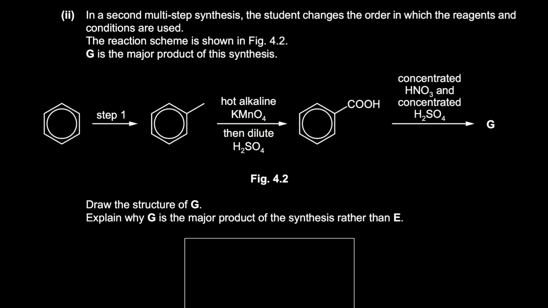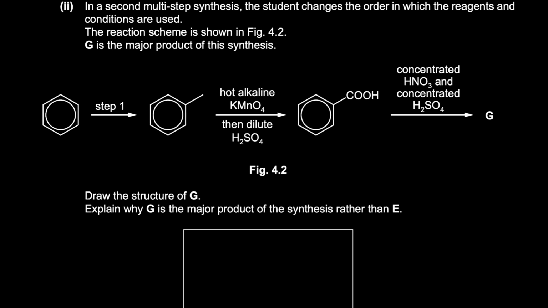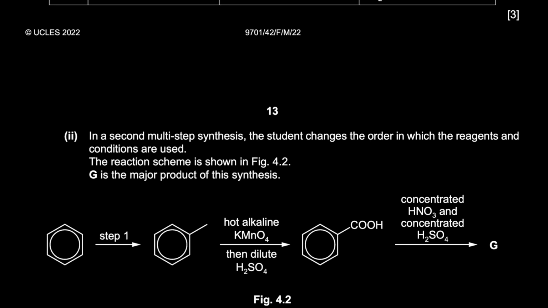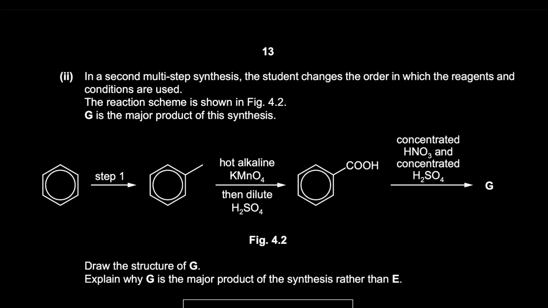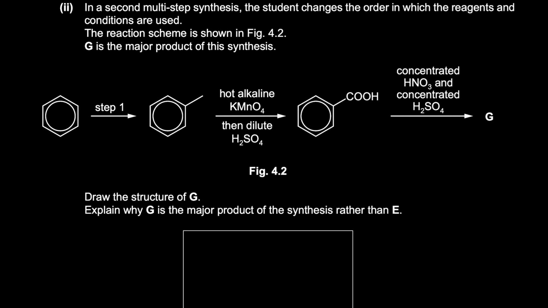They're saying G over here is the major product of the synthesis. G is going to be an isomer of E that we produced in the first part. So the question is, why is G the major product rather than E?